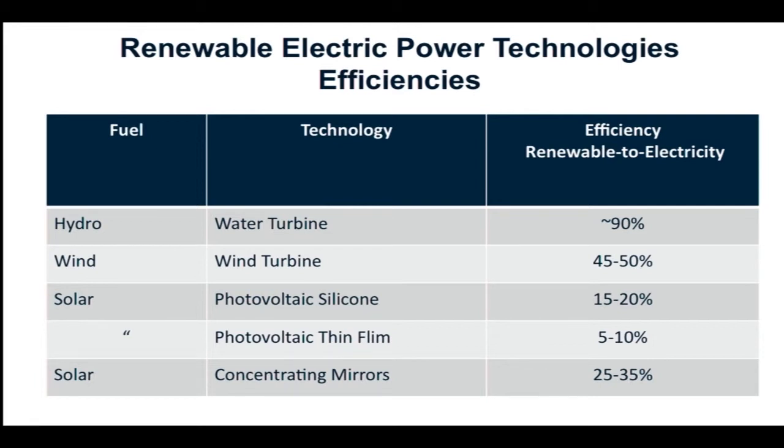Then we get to solar. There are two kinds of solar technologies, photovoltaic technologies, in addition to the solar thermal technology we'll get to in a minute. But you have the photovoltaic silicon and the photovoltaic thin film.